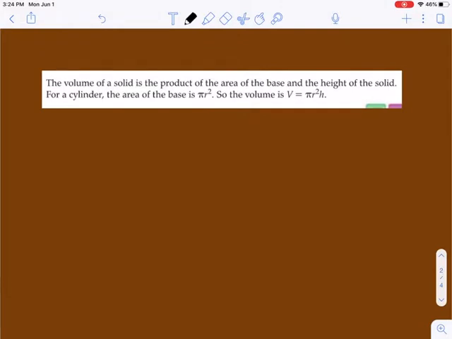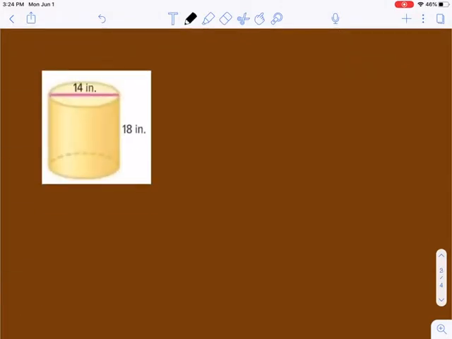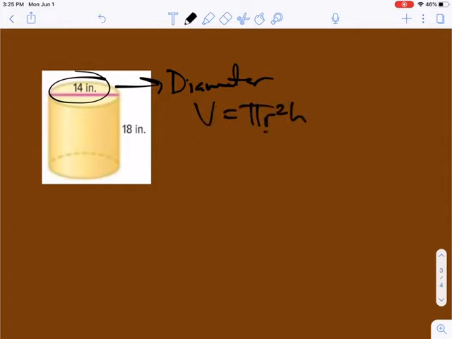Volume of a solid, blah, blah, blah. We don't need to do that. We just went over that. So if you look at this cylinder right here, this measure that they're giving me is the diameter. In order to work with this formula, pi r squared h, I need r, not d. So if the diameter is 14, then the radius is half of 14. You just do 14 divided by 2, and the radius would be 7.